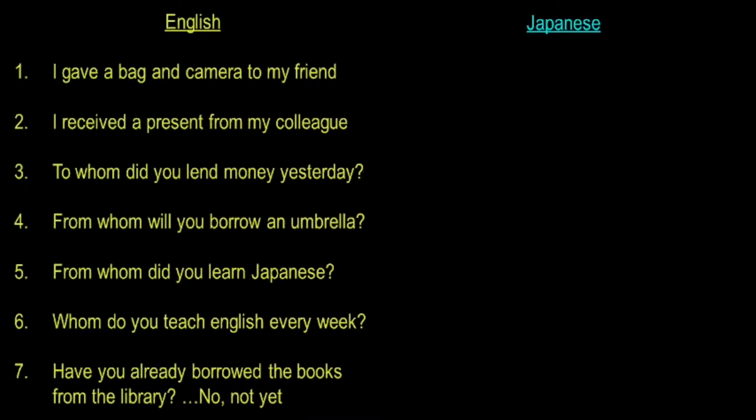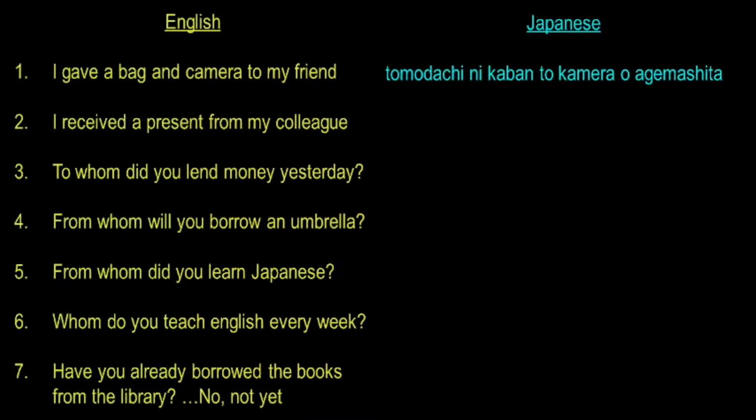Next, let us learn how to translate simple English sentences to Japanese. The first sentence is I gave a bag and camera to my friend. You know that bag is kaban, camera is kamera, friend is tomodachi, and give is agemasu. Since the action of giving is directed to my friend, the particle ni will come after tomodachi. So the translation will be Tomodachi ni kaban to kamera o agemashita.